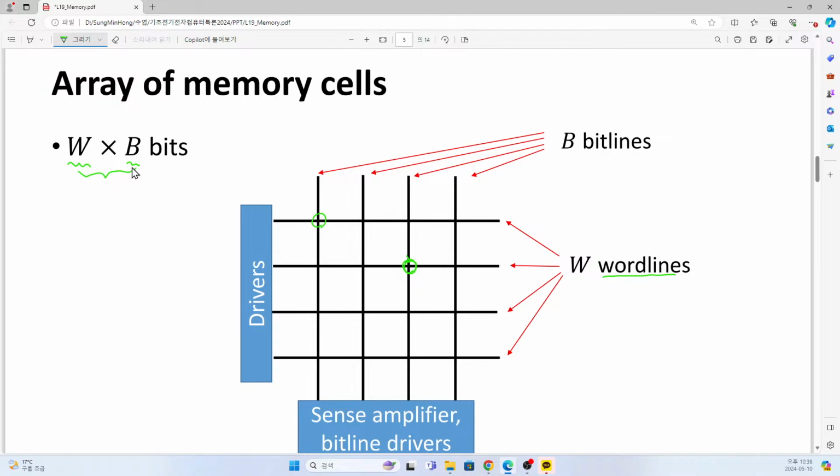Then how can we select one of them? For example, if we provide the address of a certain word line, then here we have a decoder.